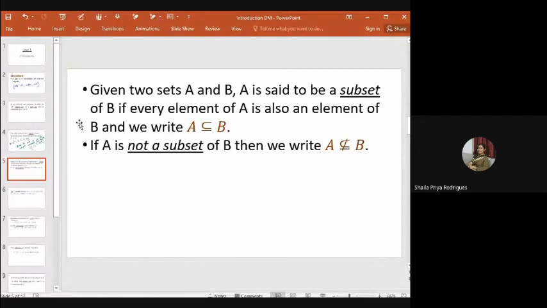Okay, so the next one is subset and not a subset. Given two sets A and B, A is said to be a subset of B if every element of A is also an element of B, and we write A subset B. Please write this down and then we'll discuss. Write both the points and then we'll discuss. I'll give you a minute.